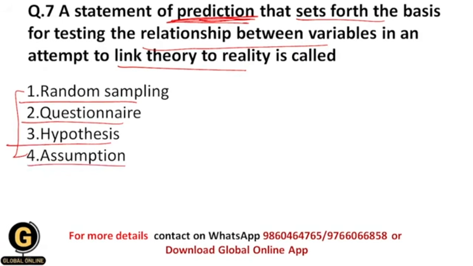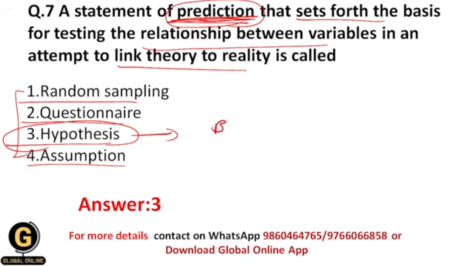So all of you now understood that, students. The correct answer is hypothesis, because hypothesis is the statement of prediction. That's why I told you to focus on this word, prediction. Whenever you see prediction in the research methodology section, it is nothing but the hypothesis. And one more thing: hypothesis gives us the basic information about testing the relationship between the variables under study, and it is also the attempt to link the theory part to reality.